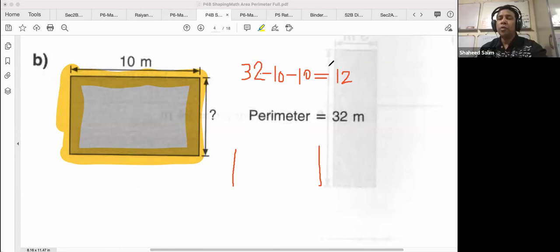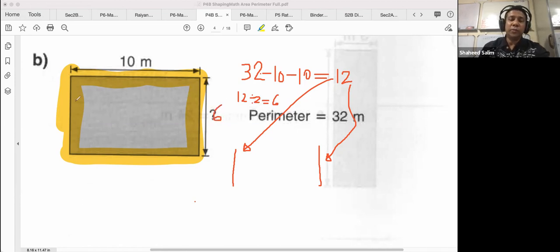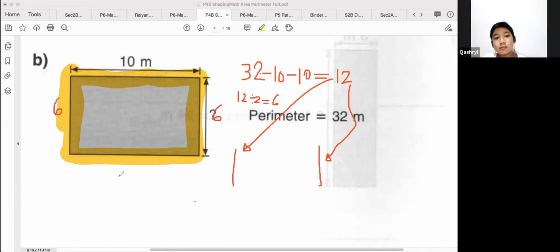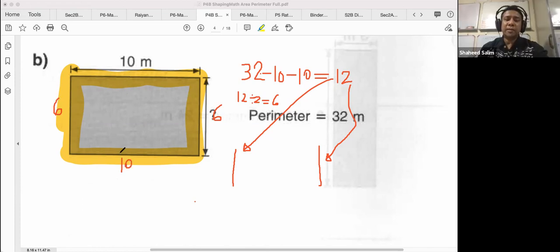12. 12 is for 2, you know. 12 is for 2. Come on, Putra. 12 is for 2. So 2 breadths. This is called a breadth, right? Then you divide by 2. Yes. You must divide by 2. Then you get 6. So each one is 6. So we can test, you know. We can test. Okay, you see. 10 plus 6 plus 10 plus 6. You will get 32. Confirm.